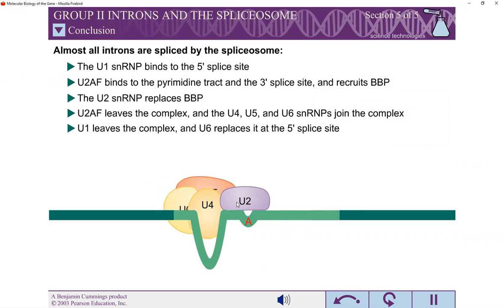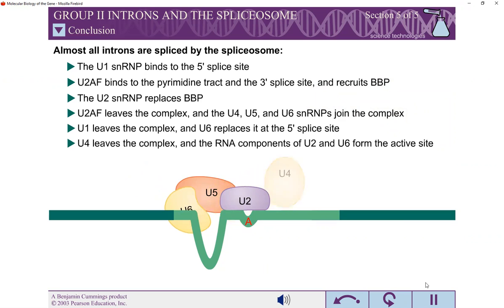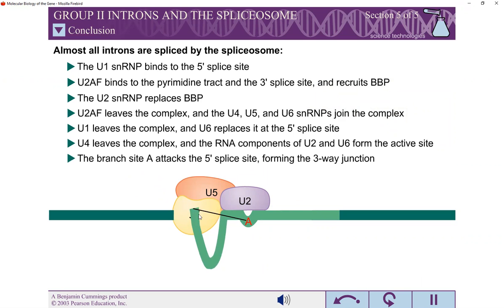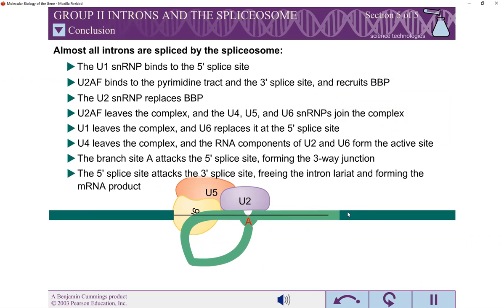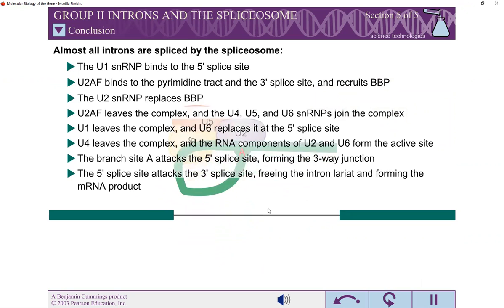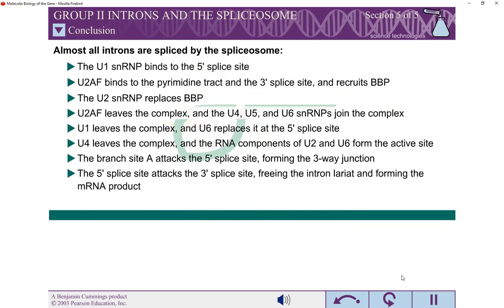This is how the RNA molecule will be processed. The U6 will bind, and the U6 binding will ensure the first attack takes place. Once the attack has taken place, it is the U5 that will catalyze the second attack, then joining the two exons together with each other, and the intron is excised off.